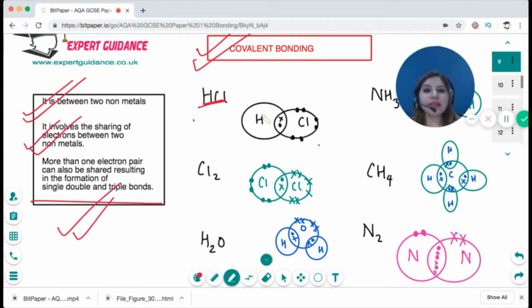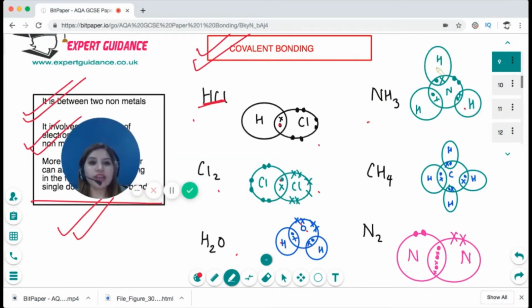For example, hydrogen has one, needs one more, so you put one electron at the center. Chlorine also needs one, so you put one chlorine electron at the center and draw the rest on the rings. Water, between an oxygen and hydrogen, there's a sharing of one electron each. Nitrogen and hydrogen, between each of these circles, sharing of one electron. Carbon and hydrogen, one electron each.